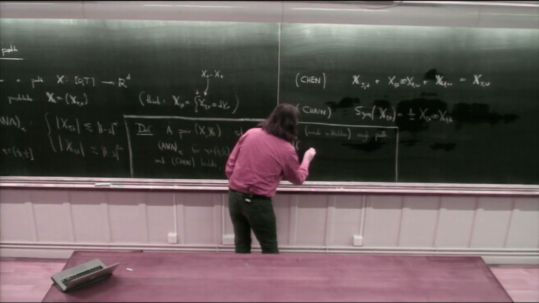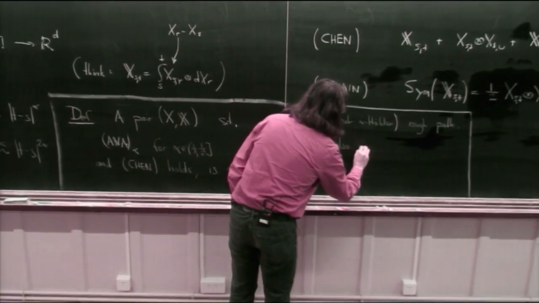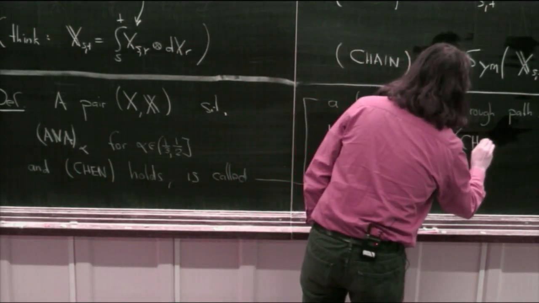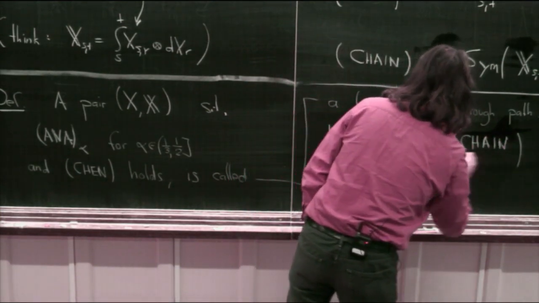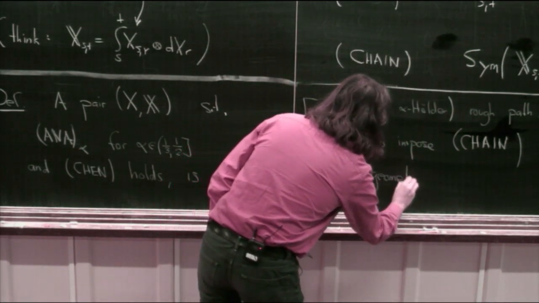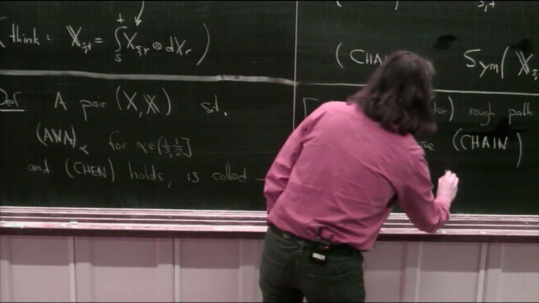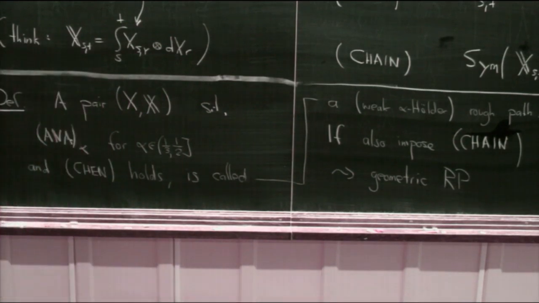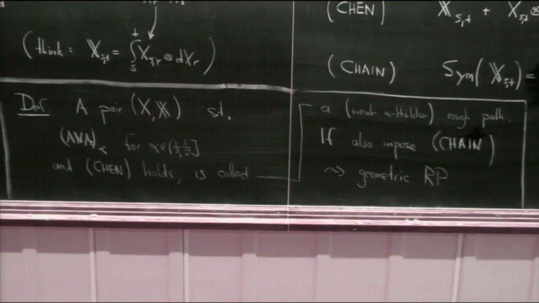If you also impose the chain rule, then it's called a geometric, or if you want to be completely rigorous, a weak alpha Hölder geometric rough path. So geometric rough path. Okay, now I said it in the last three minutes yesterday.